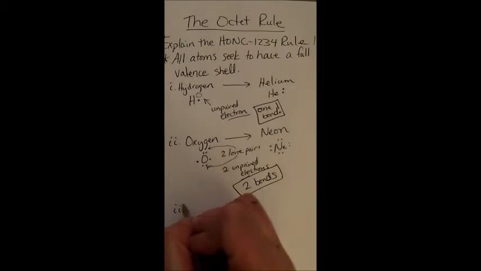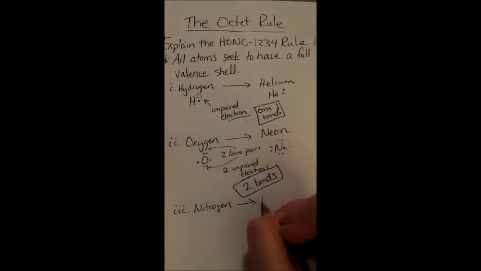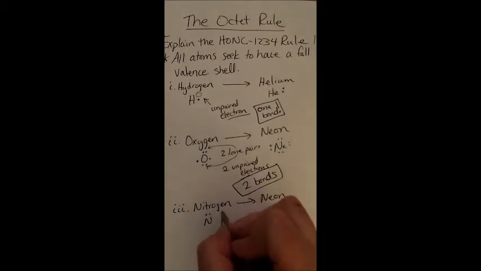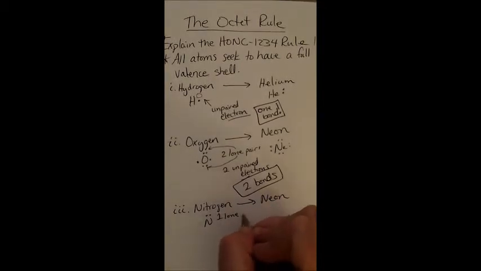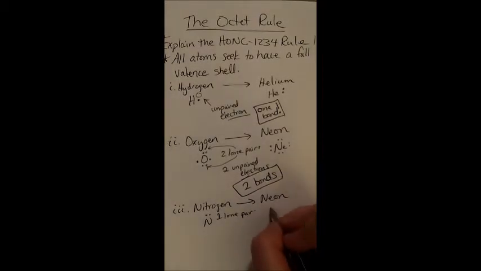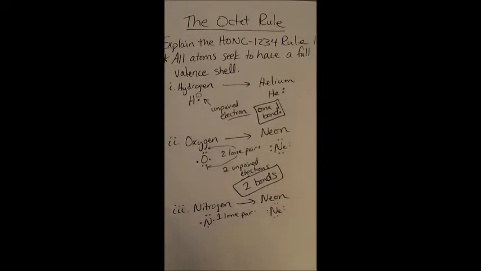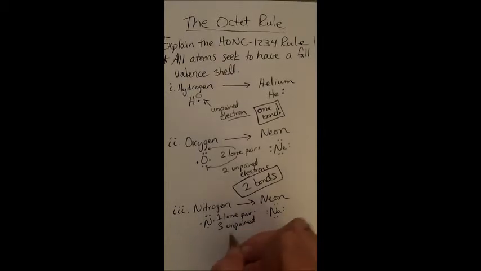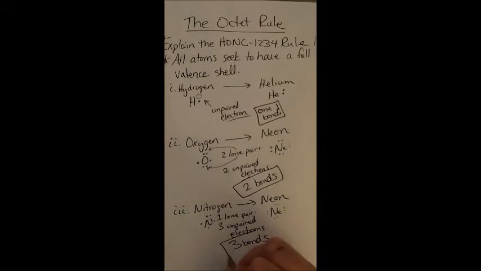Taking a look now at number 3, we've got our nitrogen. Again, that wants to look like neon. But this time we've got 1 lone pair of electrons, wanting to look like neon here. And then we've got 3 unpaired electrons. So with our 3 unpaired electrons, we want 3 bonds.